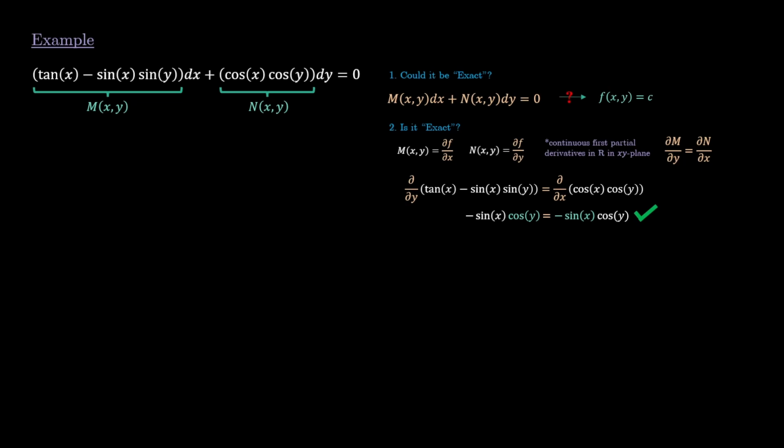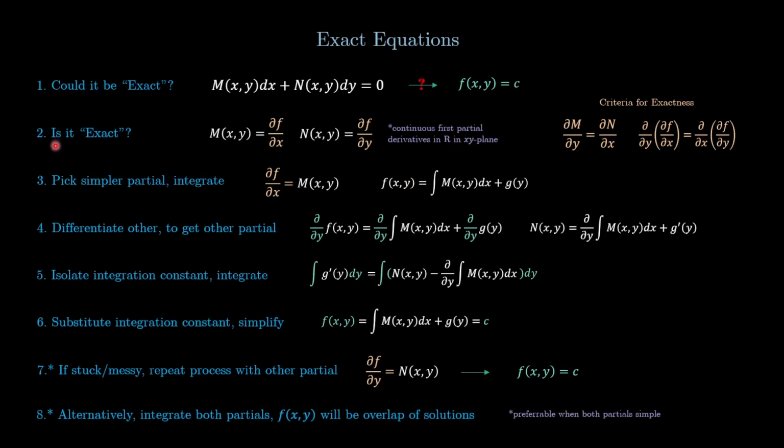Now for the next steps, there are two ways we can go about this, so let's do a quick recap of what we mean by that. Right now, we just finished this step. We just proved that it is exact. Now, there are two ways we can go about this moving forward. We can go through steps 3 to 6, and if that doesn't work out, we can try 7, or we can jump straight to 8.